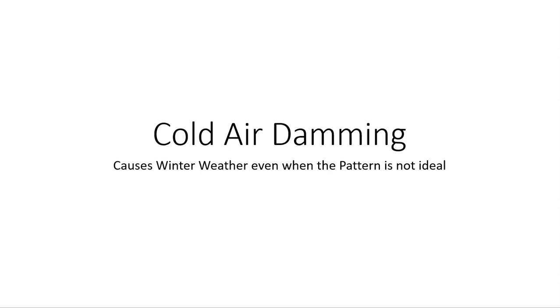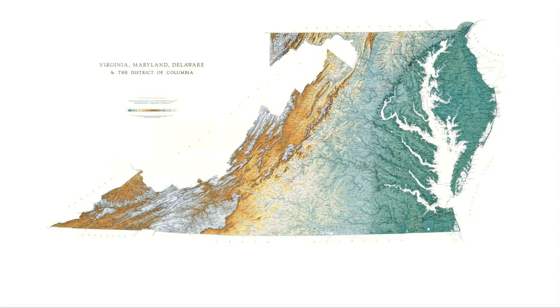But one thing that we have as a saving grace in the Mid-Atlantic region is something called cold air damming. That is, if you like winter weather. Cold air damming is caused specifically because of the mountains that are off to the west. These mountains can trap colder air east of them and provide enough cold air for wintry weather, even when maybe the pattern isn't perfectly ideal, especially with high pressure systems up to the north.